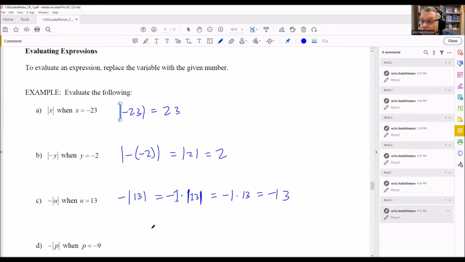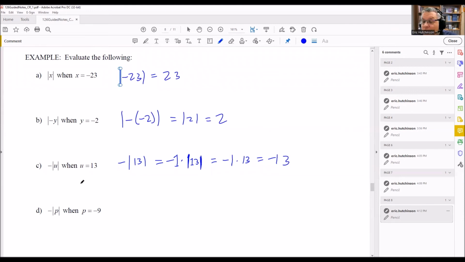All right, now let's do one more. Okay, for this we have negative p when p is equal to negative 9. All right, so I have negative, and then inside I have negative 9. Now, the two negatives are not going to cancel out here, okay? You have to do what's inside of here first. So, remember, as I mentioned before, negative 1 times the absolute value of negative 9. So I have negative 1 here, but I'm multiplying it by the absolute value of negative 9, which is positive 9. So we get negative 9 as the answer.